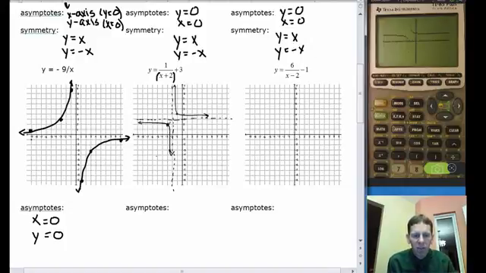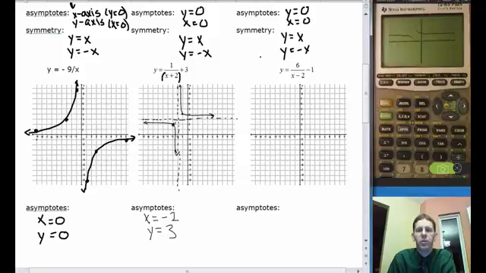This graph does not have asymptotes at x equals 0 and y equals 0. This graph has an asymptote that crosses the x-axis at -2. So we say there's a vertical asymptote at x equals -2. And we say there's a horizontal asymptote that crosses the y-axis here at 3. So y equals 3 is the other asymptote.